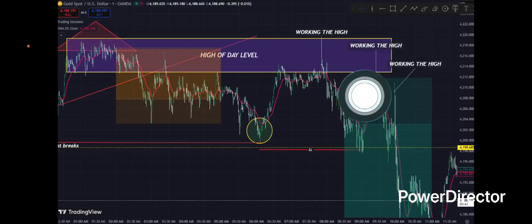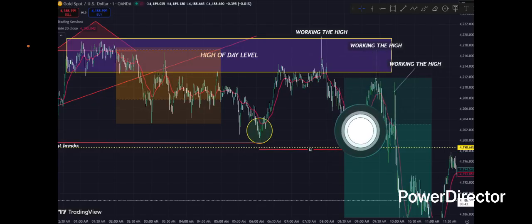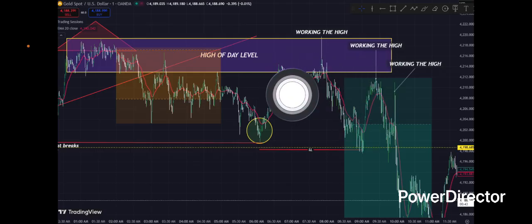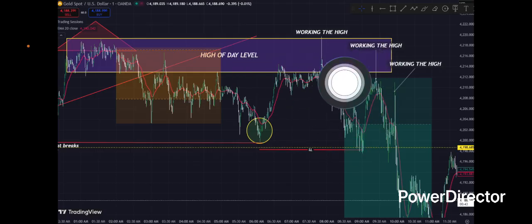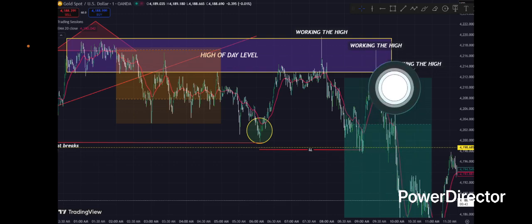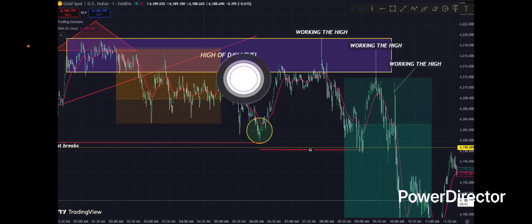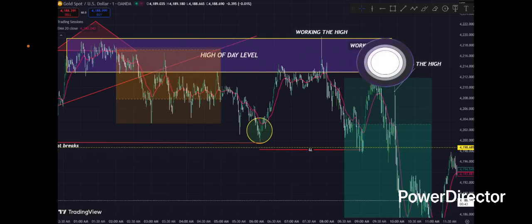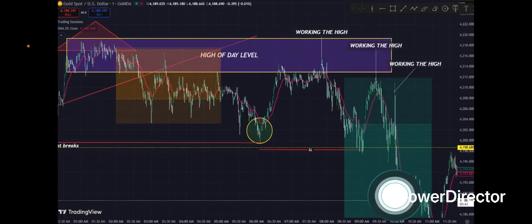The market pumps up into that 9:30 timing window, the stock exchange open, right? Back into these levels. So we are still working the high. Same thing with this 10 a.m. pump up. We pump back up into these highs. We're working the highs. We're working that high of the day level. All right. Before we collapse.